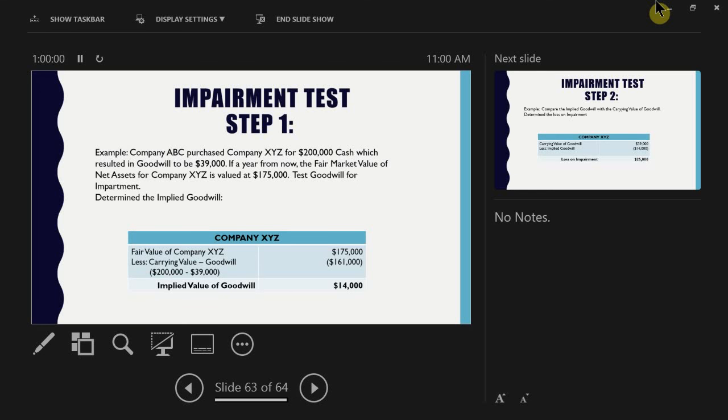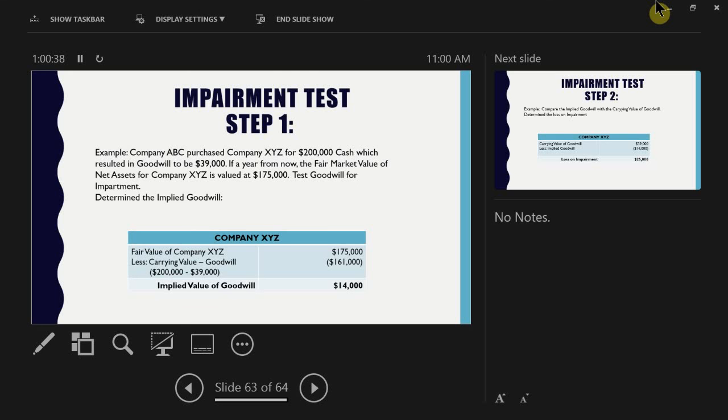175,000, right? Then you're going to counter against it the carrying value of goodwill, which is going to be the purchase price of the company that you acquired, minus goodwill, because you can't compare goodwill if goodwill's included. So in this case, I'm going to take my 200,000 minus my 39,000, which gave me the 161,000, right? That was my previous carrying value for XYZ company.